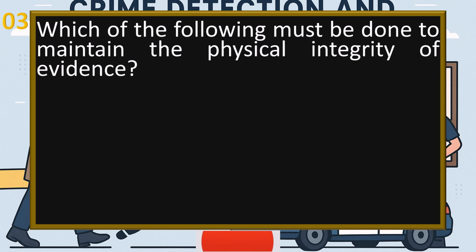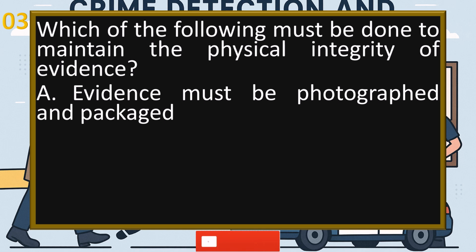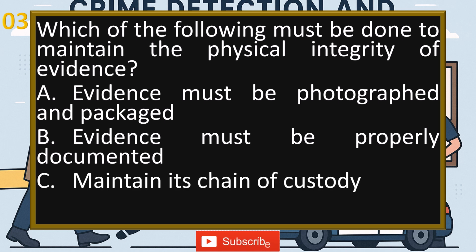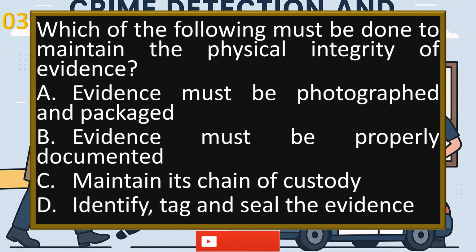Which of the following must be done to maintain the physical integrity of evidence? A. Evidence must be photographed and packaged. B. Evidence must be properly documented. C. Maintain its chain of custody. D. Identify, tag and seal the evidence.